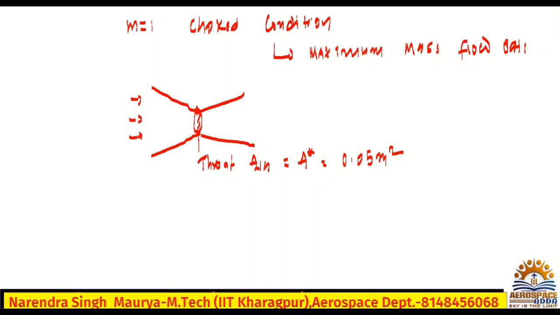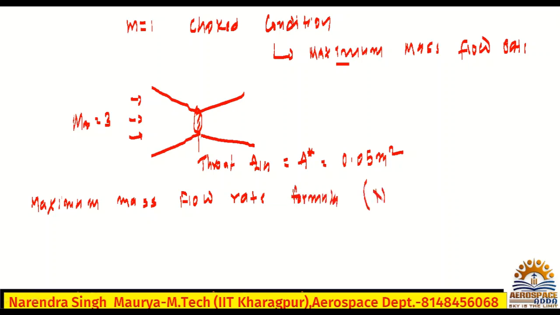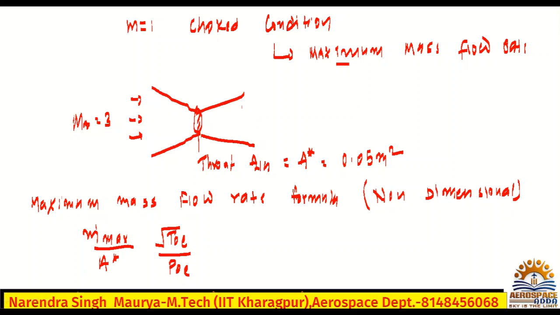Here they have given the Mach. All right, so all the values they have given to you. Now you can calculate, because what is the formula? I will write the maximum mass flow rate formula. Because it is choked flow, it will be the maximum mass flow rate. Here I have written the condition also. Maximum mass flow rate, non-dimensional formula. I will write the formula directly, not going to derive it. Non-dimensional form. Please remember this, because the question is asked based on this formula. What is the formula? m_max divided by A star, root T naught divided by P naught.